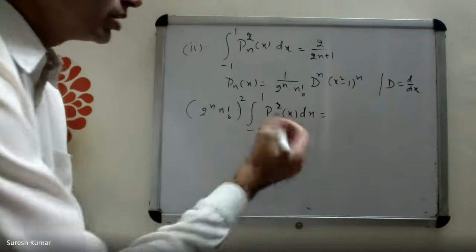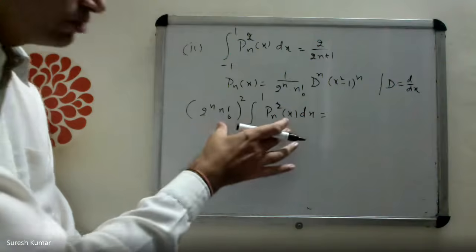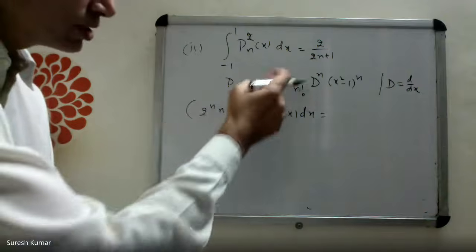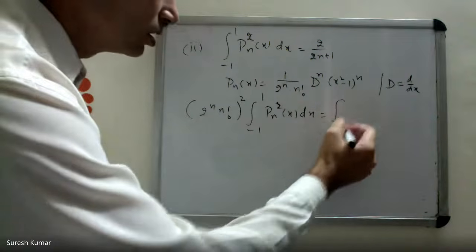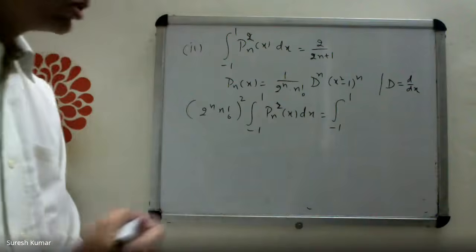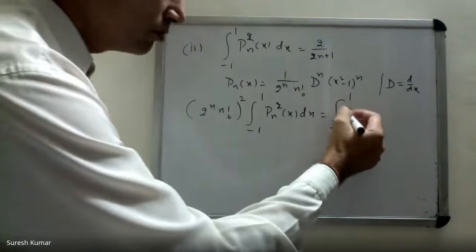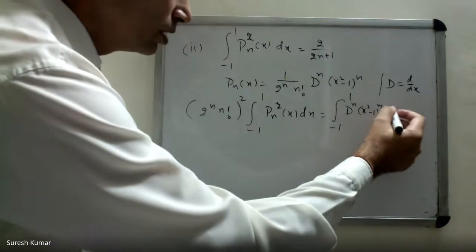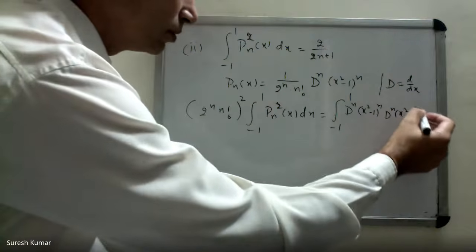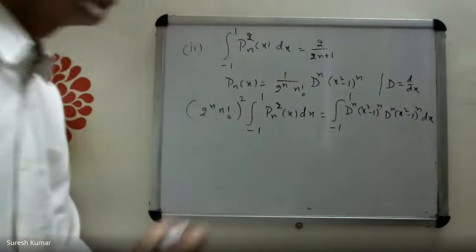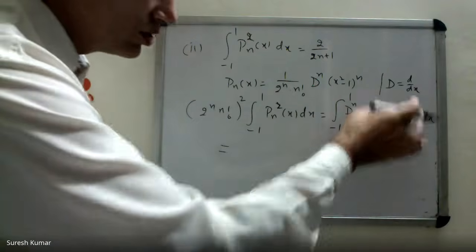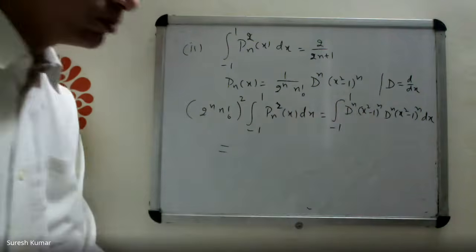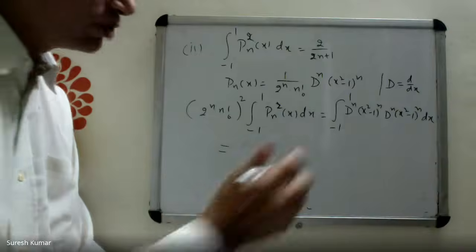So what do you get on the right hand side? I'm just starting with this term. Pn I already know is this. So I squared it so that this is cancelled. And what is inside? Product of the same thing two times, D^n (x square minus 1) power n, D^n (x square minus 1) power n. After this, I just need to integrate it. There are some steps to solve it. Let me tell you one step.